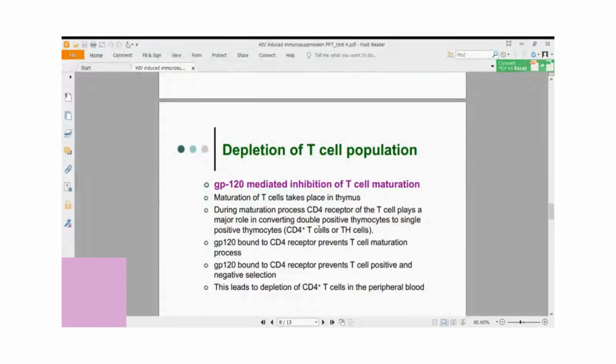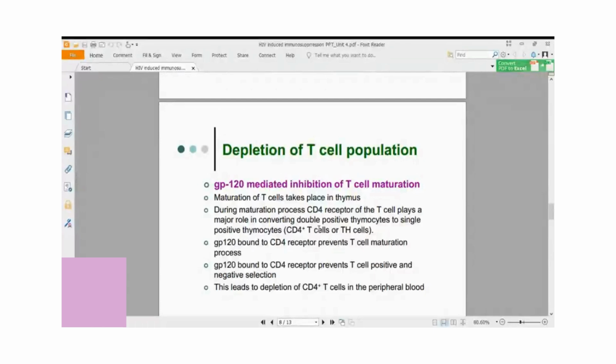The CD4 receptor, after it binds to GP120, becomes useless and cannot undergo positive selection to become a TH cell. And when the TH cell population itself is not going to be produced in the process of maturation, then what will be the immune response? You can imagine, because only if CD8 cells are produced, it will not be sufficient to combat the infection, because those CD8 cells are also responsible.